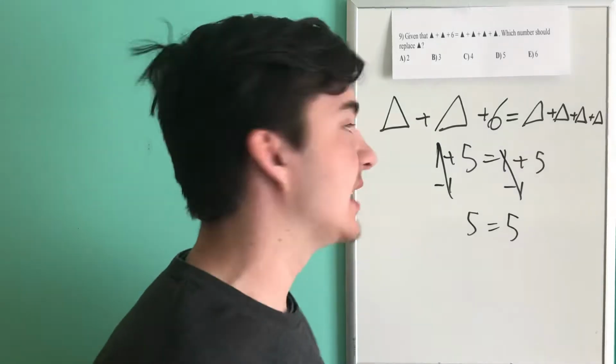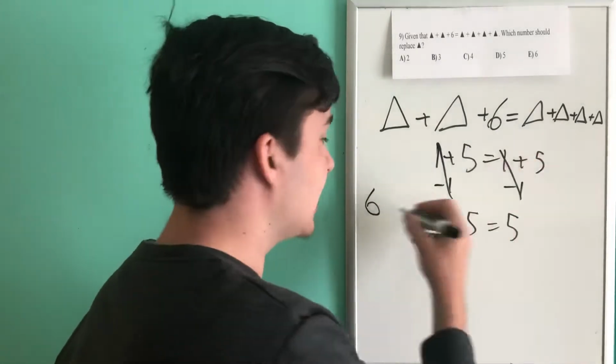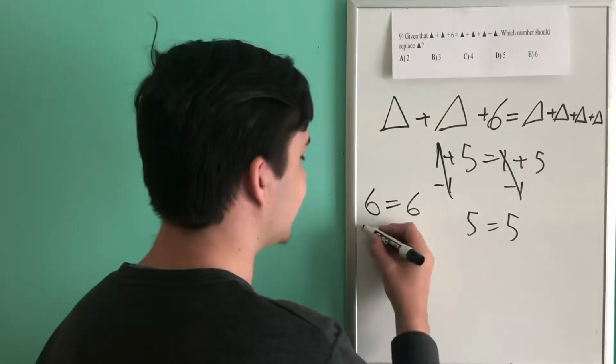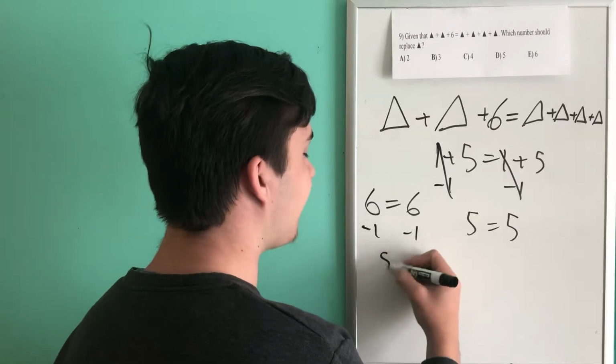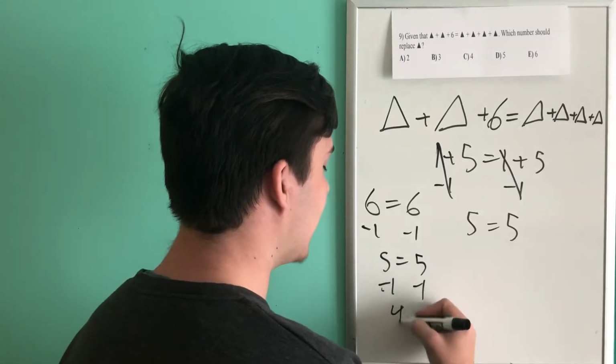Or if you don't really understand that, then let's say, what's 1 plus 5? That's 6, right? So now we have 6 is equal to 6. And now let's say we take 1 from each of these. Minus 1, minus 1. Then you get 5 is equal to 5. Then we take 1 more away. Minus 1, minus 1. 4 is equal to 4.